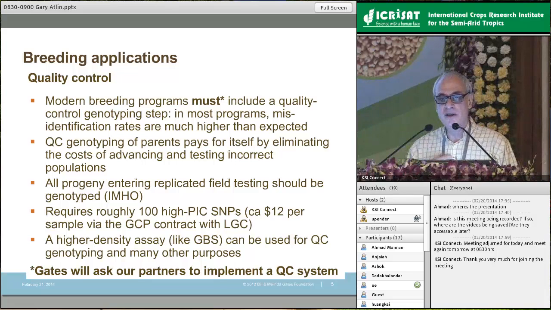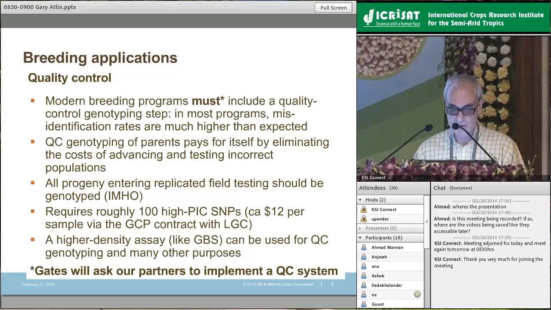As part of the Gates Foundation's efforts to support breeding programs in an improvement process, we will really be asking partners to implement a quality control system. By implementing a quality control system, it means having procedures for quality control, having the data in a database so that it's easily accessible.